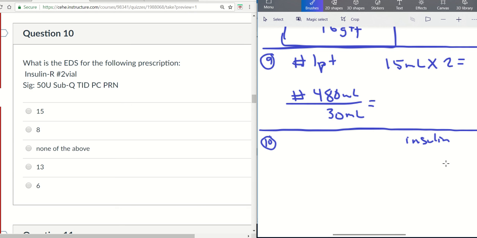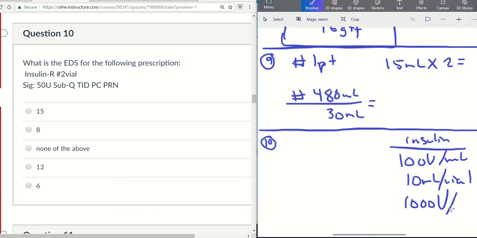16 days, yep. Insulin. For us, we're going to use 100 unit per ml insulin. And the vials we're going to dispense is 10 mLs per vial. So what you get is 1,000 units per vial. So the little insulin vial comes 10 mLs. The strength is 100 units per ml. So in one vial, you get 1,000 units.